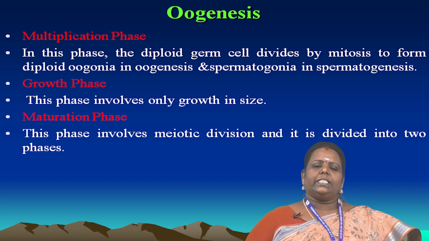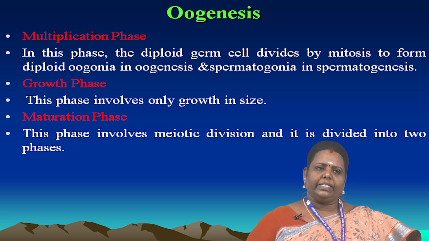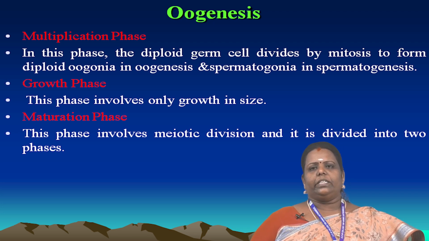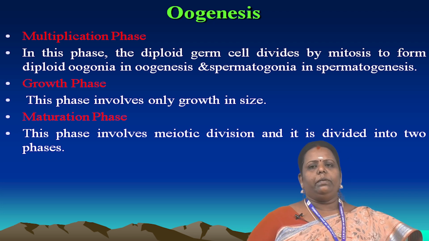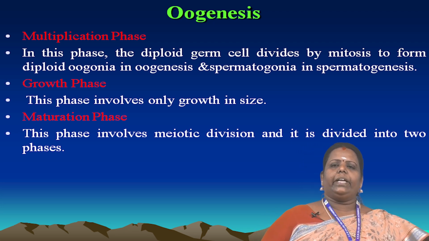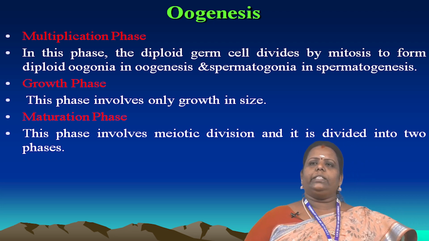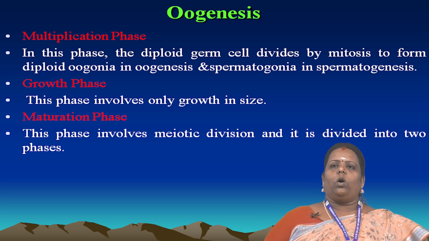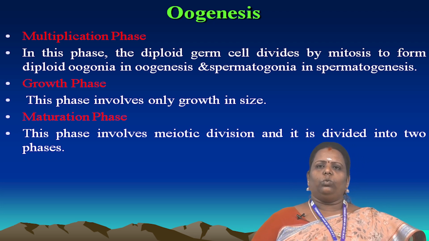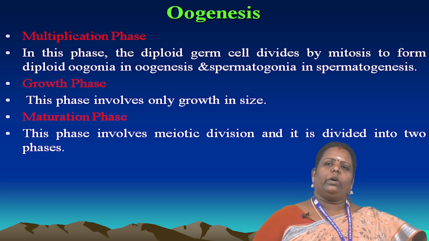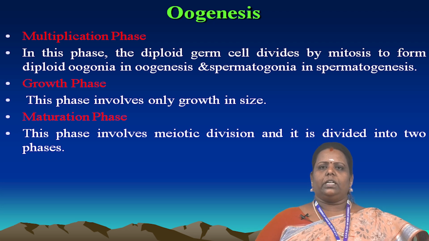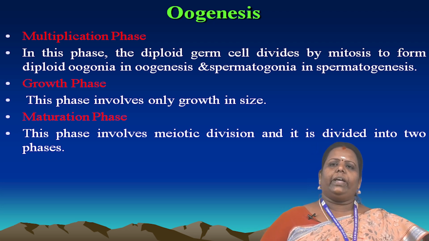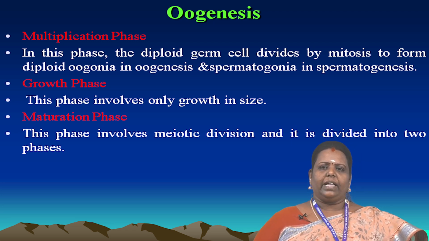Oogenesis also has some stages: a multiplication phase, a growth phase, and a maturation phase. In the multiplication phase, the diploid germ cells divide by mitosis to form diploid oogonia in oogenesis, and spermatogonia in spermatogenesis. In the growth phase, this phase involves only growth in size.